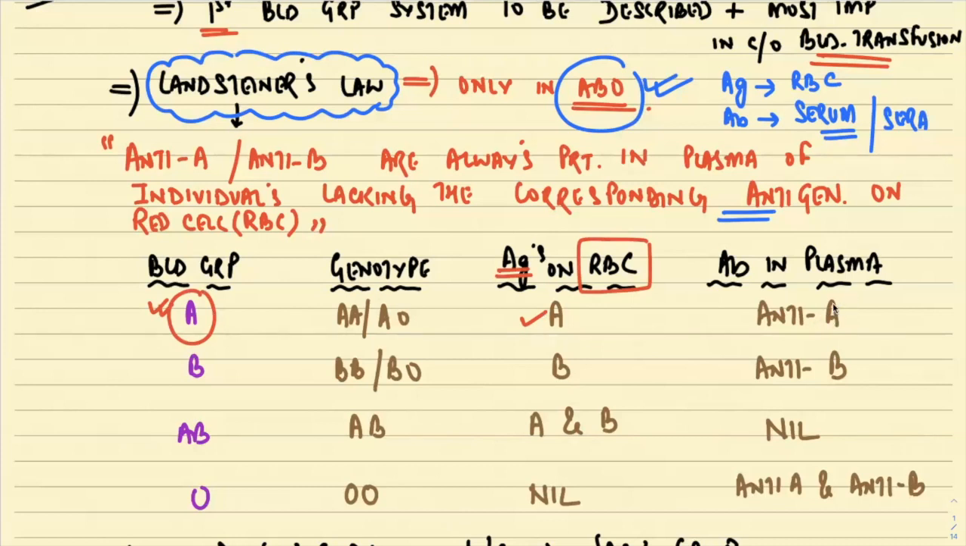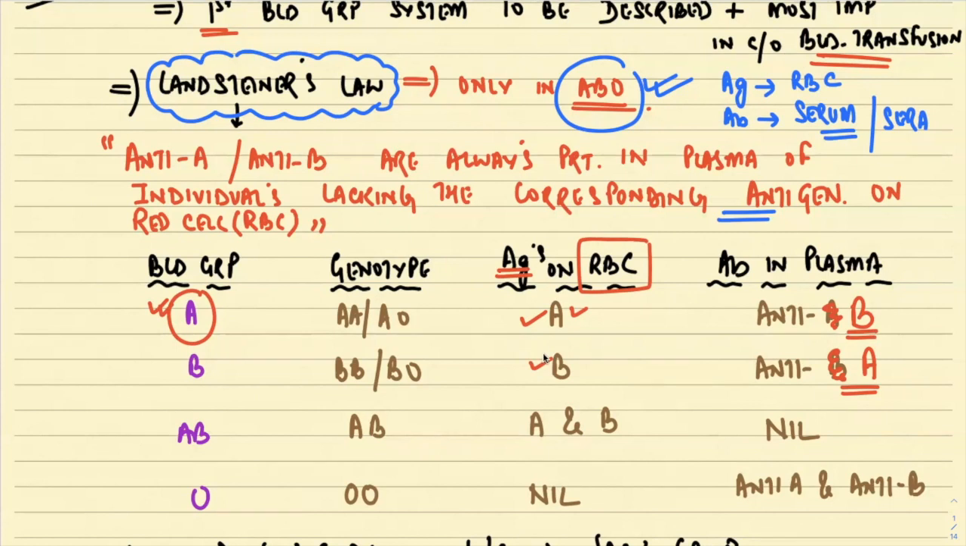So this over here has been written by mistake. It will be anti-B that will be present in the plasma. And over here, by mistake, it should be anti-A that should be present in the plasma. So an individual who is having A antigen will be having anti-B present in the plasma, whereas an individual who is having B antigen on the RBC surface will be having anti-A in the corresponding plasma.